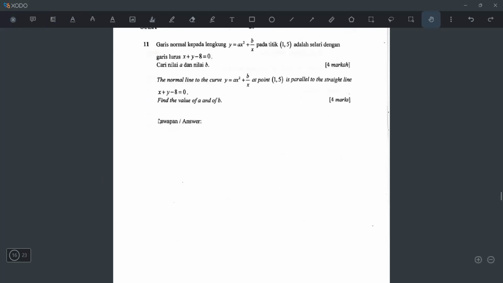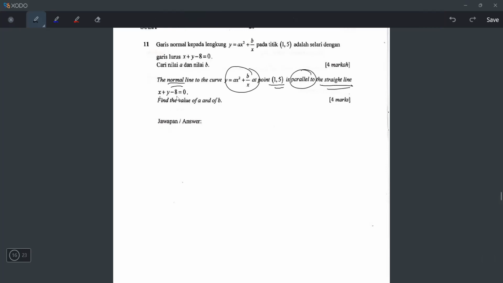Okay, let's not waste any time. Number 11. What chapter is this? The normal line. Okay, differentiation. Okay, yeah, did they mention this? I think it's differentiation. So the normal line to this curve at point (1, 5) is parallel to the straight line x plus y minus 8 equals 0. Find the value of a and b.